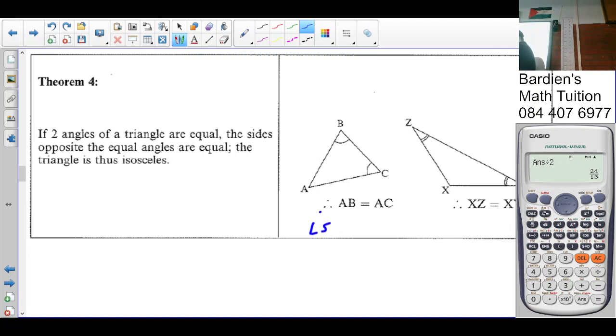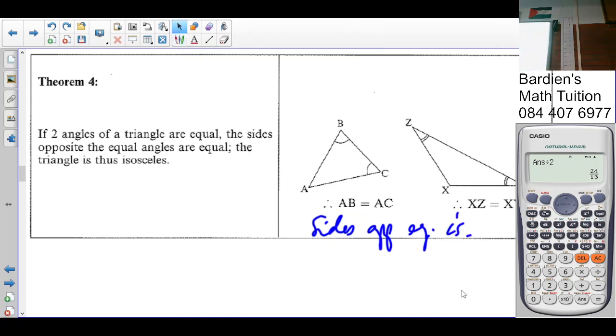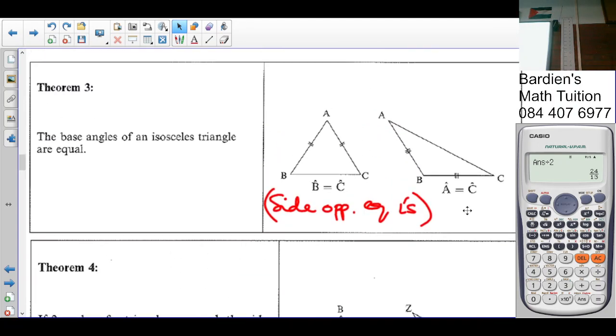Angles opposite? No. Sides opposite equal angles. These sides opposite equal angles. Is that right? That on the previous one as well. Yes, I did. That's a mistake. This is angles opposite equal sides.